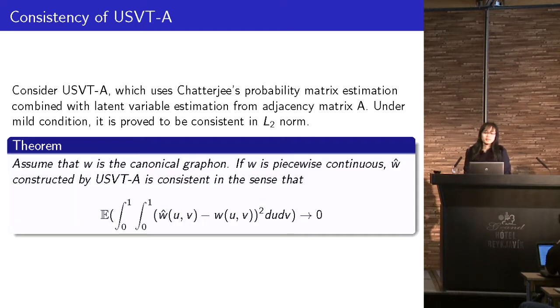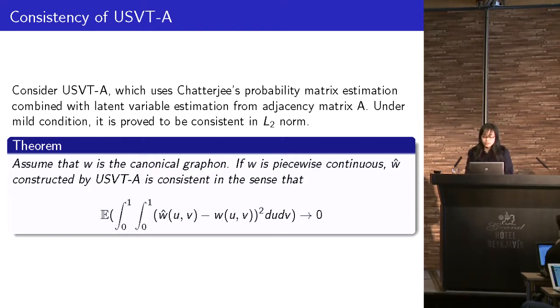To make the problem simple, we focus on this combination, which uses Chatterjee's probability matrix estimation combined with the latent variable estimation from just the adjacency matrix A, and we see under mild conditions it can correctly estimate the graphon, in the sense that the mean square error goes to zero if you have more and more observations.